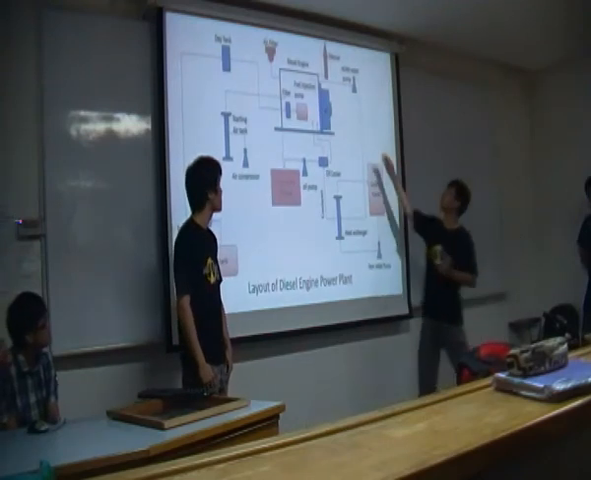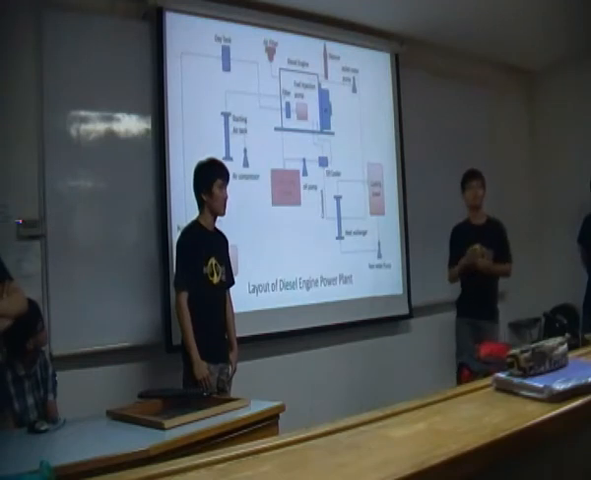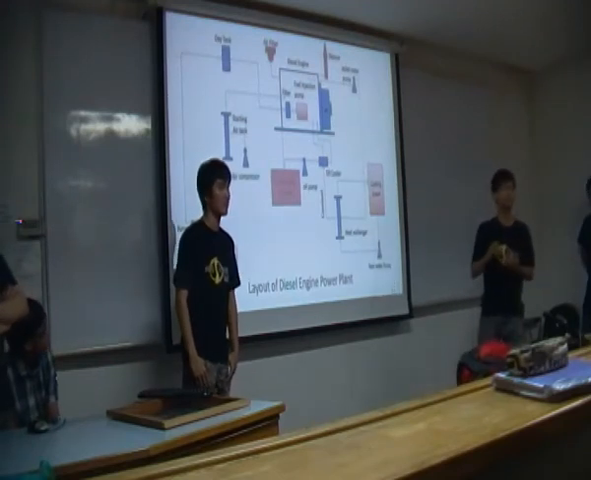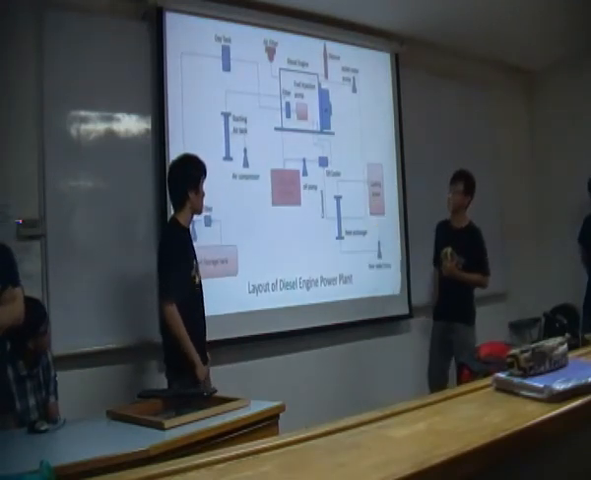And of course, there is an exhaust system that leads the exhaust gas out of the building. Normally, a silencer, which is at the top there, is incorporated in this system in order to reduce the noise level. Now let us move on to the lubricating system.